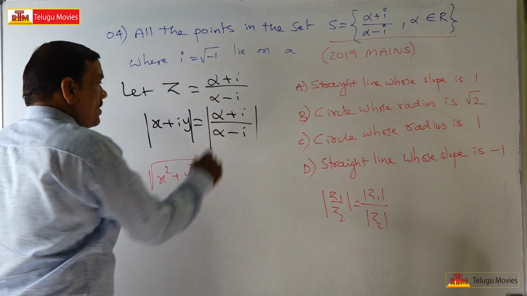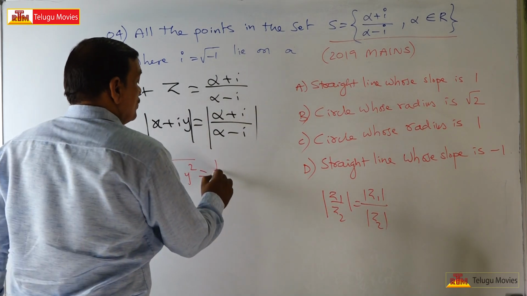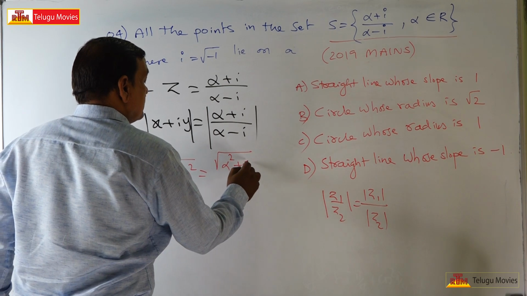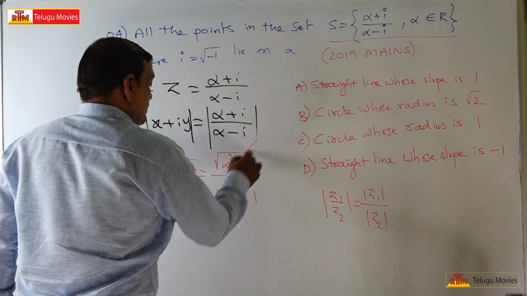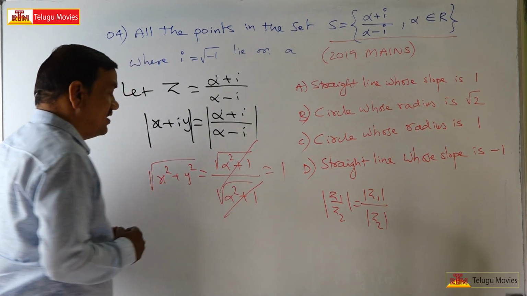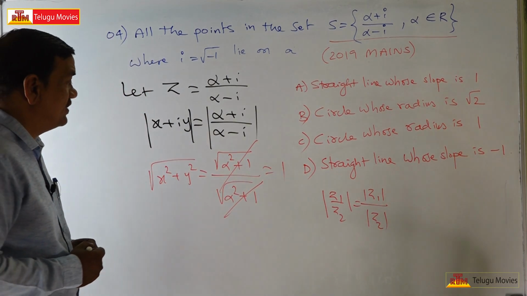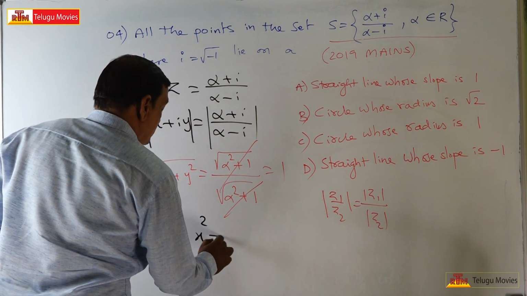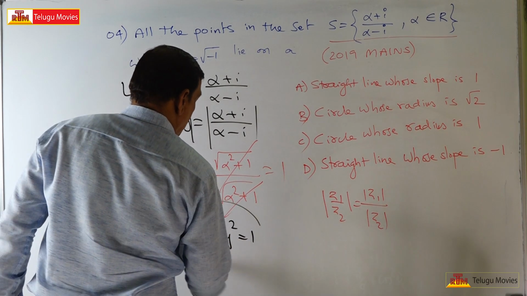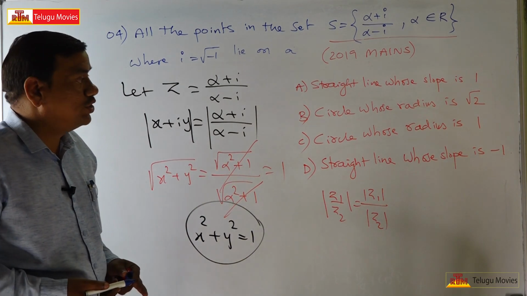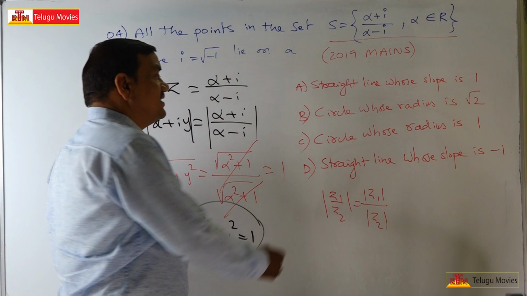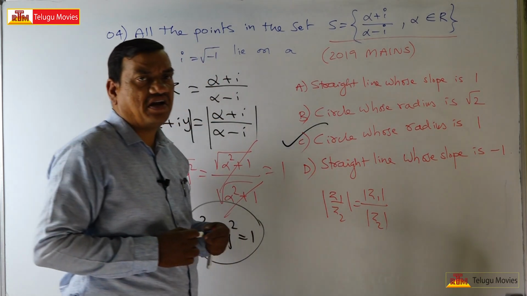So modulus of alpha plus i is equal to root of alpha square plus 1 square. This is also root of alpha square plus 1 square. These both will get cancelled and you will get 1. So root of x square plus y square is equal to 1, which means x square plus y square is equal to 1. Anybody can say this is a circle with center 0, 0 and radius 1. So option C is the right answer.